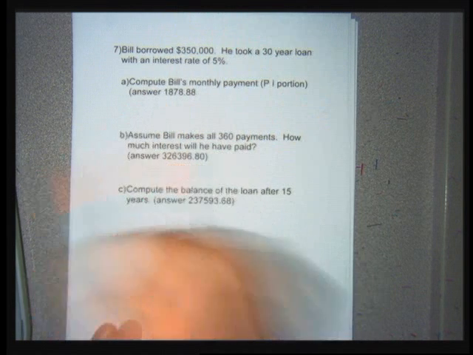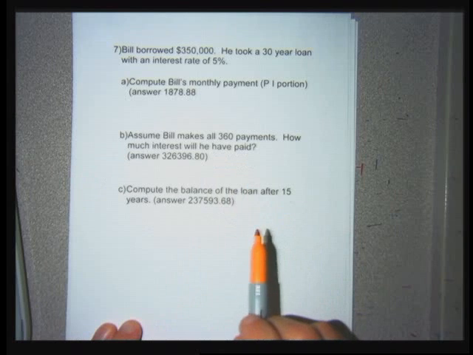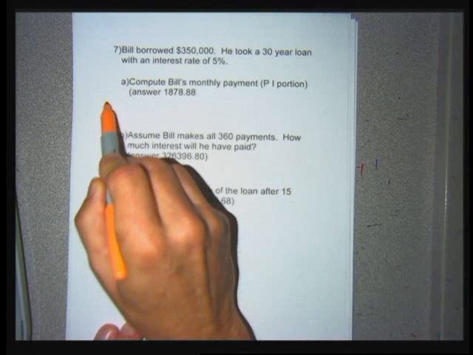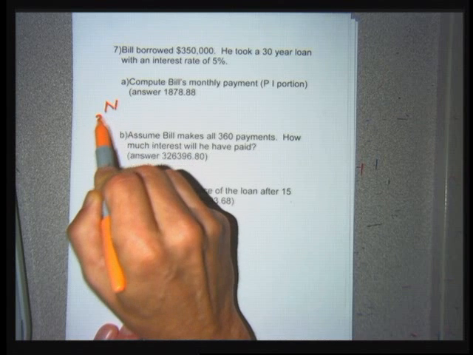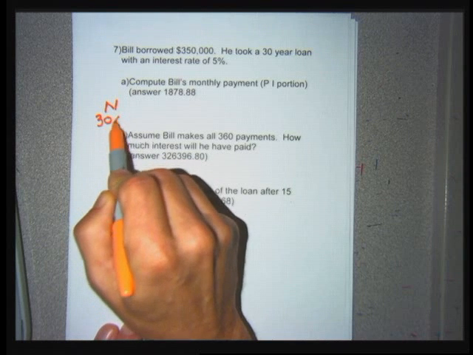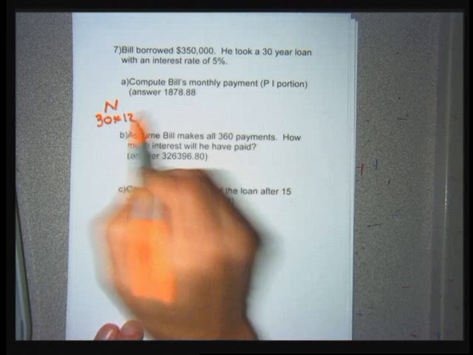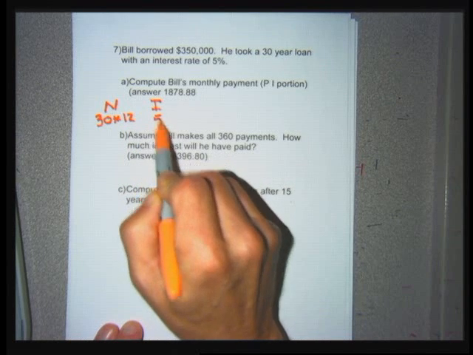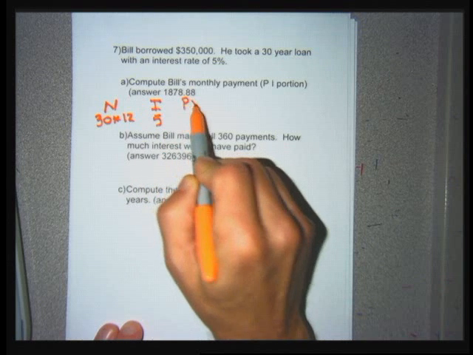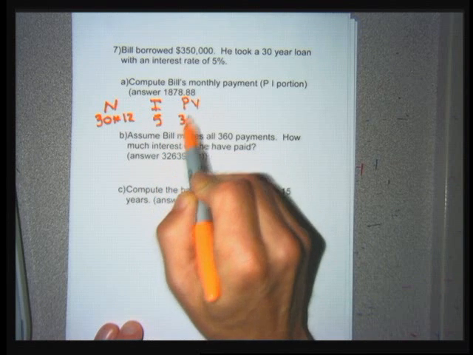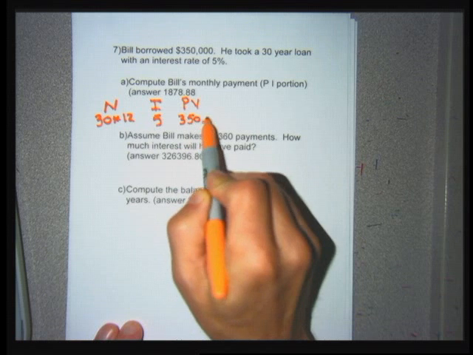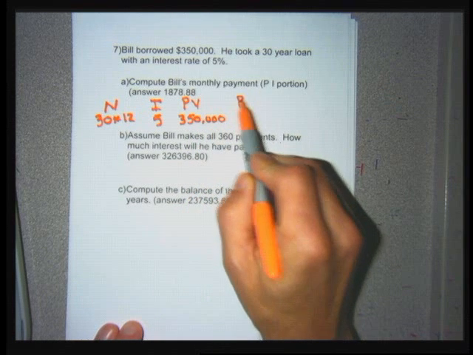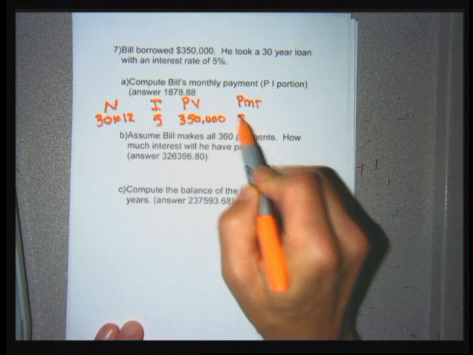Compute Bill's payment. I'm not doing anything about qualifying. There's no taxes or insurance here. I'm going to use the TVM solver to figure out Bill's monthly payment. Bill's N is going to be 30 times 12, 30 years times 12 payments per year. Bill's interest rate is 5%. The PV is the loan amount. I don't see anything about a down payment. $350,000 now is a really nice house. The payment is what I'm solving for here.